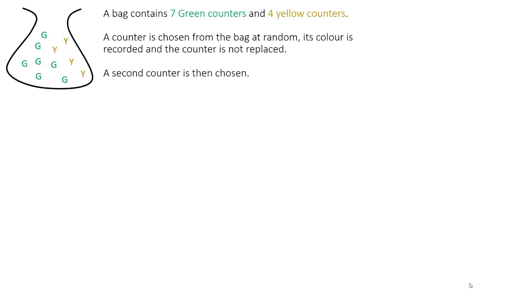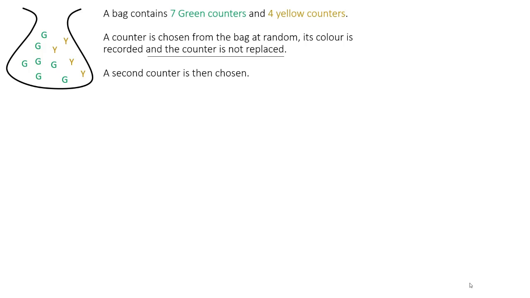A bag contains 7 green and 4 yellow counters. A counter is chosen from the bag at random, its colour is recorded, and the counter is not replaced. A second counter is then chosen. Well, this is where the probability tree really comes into its own and really proves to be useful. Because we're only ever considering one thing at a time, it is possible then to change the circumstances between the first and second pick. Once we've got all the numbers filled in on the tree, the rest of it just falls into place. The key thing is going to be drawing the tree.